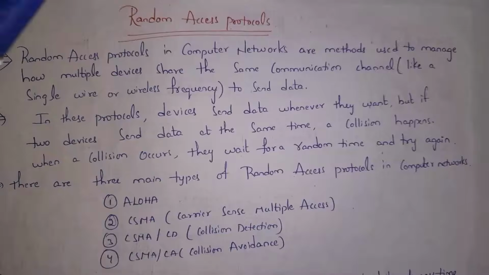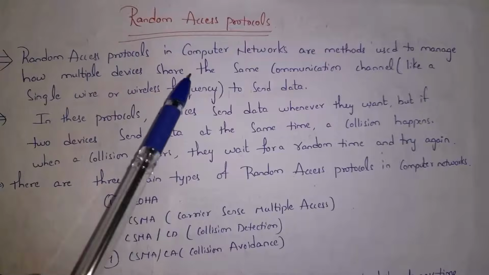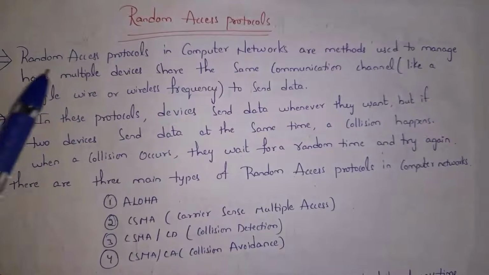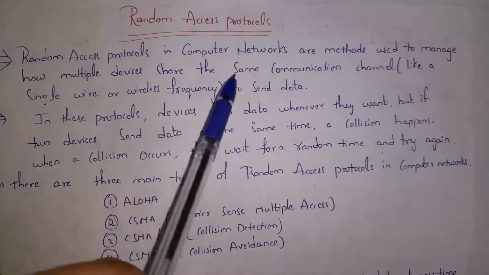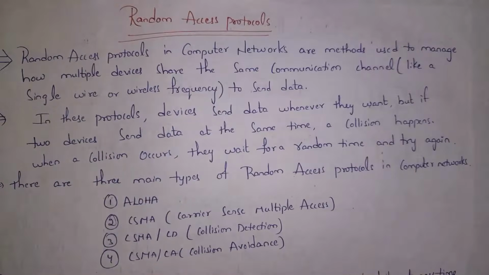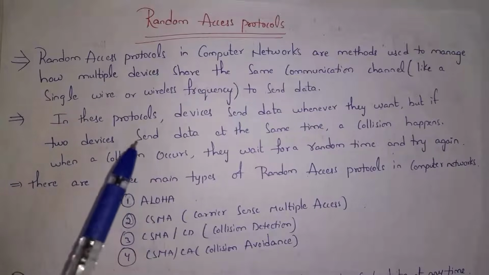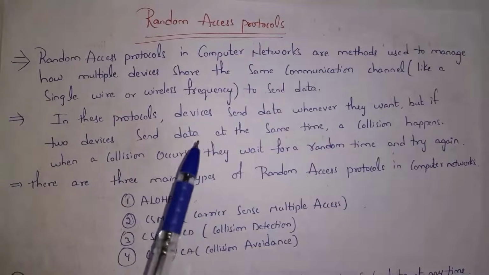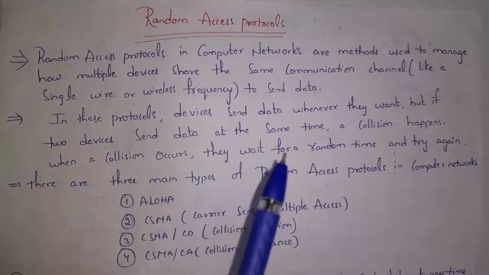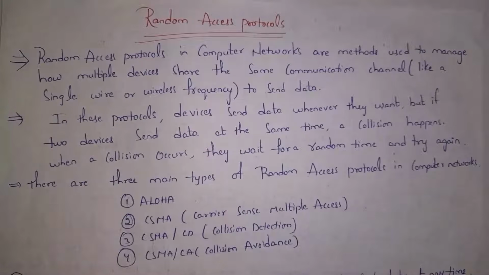Random access protocols in computer networks are methods used to manage how multiple devices share the same communication channel, like a single wire or wireless frequency, to send data. In random access protocols, multiple devices are connected to a single communication channel in order to send data. Devices can send data at any time, whenever they want. But if two devices send data at the same time, collision will occur. And if collision occurs, devices need to resend data at a random time, that is, at different times.